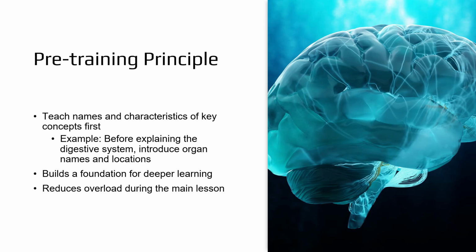The pre-training principle. The pre-training principle focuses on preparing learners by teaching them the names and characteristics of key concepts before they encounter the full lesson. For example, before explaining how the digestive system works, you will introduce the names and locations of organs like the stomach and esophagus. This builds a foundation and reduces overload during the main lesson.